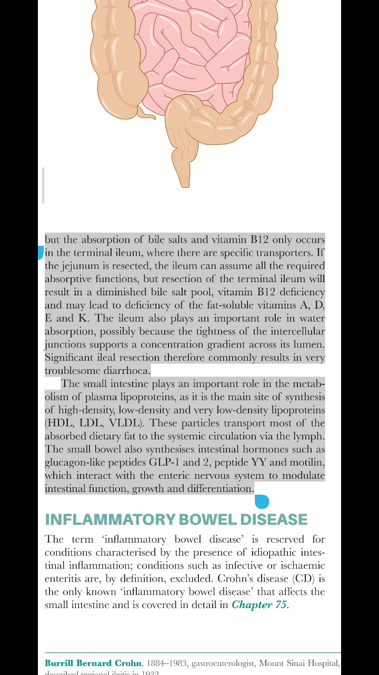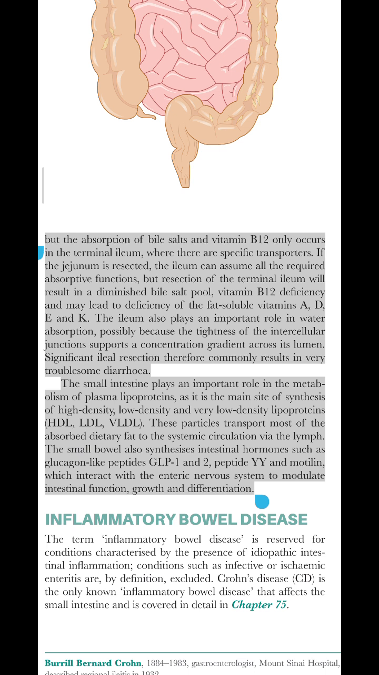If the jejunum is resected, the ileum can assume all the required absorptive functions, but resection of the terminal ileum will result in a diminished bile salt pool, vitamin B12 deficiency, and may lead to deficiency of the fat-soluble vitamins A, D, E and K. The ileum also plays an important role in water absorption, possibly because the tightness of the intercellular junctions supports a concentration gradient across its lumen. Significant ileal resection therefore commonly results in very troublesome diarrhea.